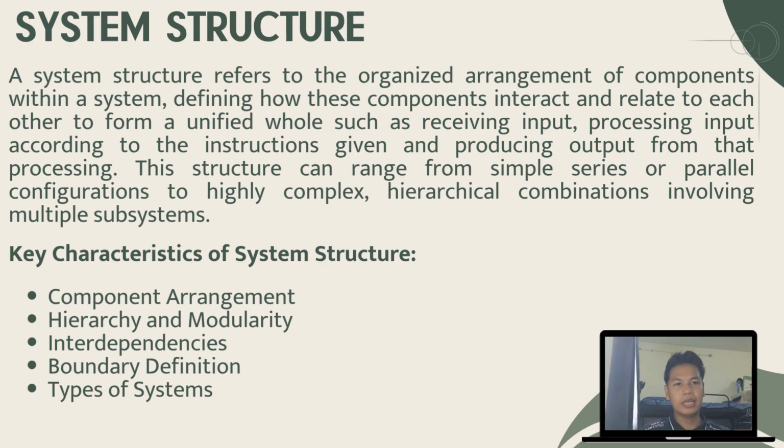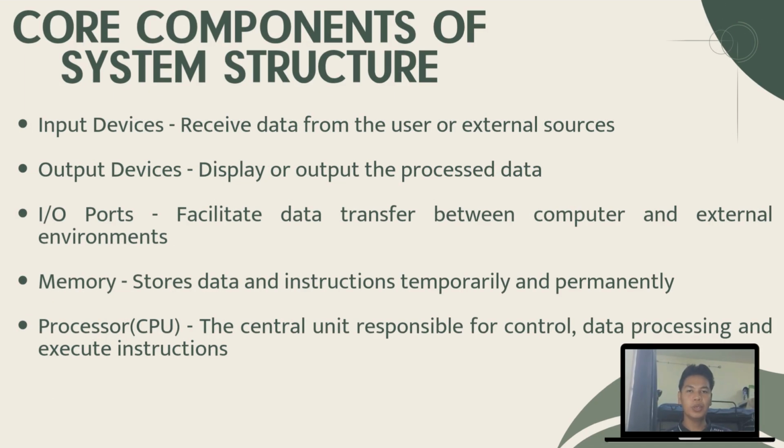This structure can range from a simple series or parallel configuration to a highly complex hierarchical combination involving multiple subsystems. So actually, there are a few key characteristics of the system structure, which are component arrangement, hierarchy and modality, interdependency, boundary definition, and types of system. Next, we go to the core components of system structure.